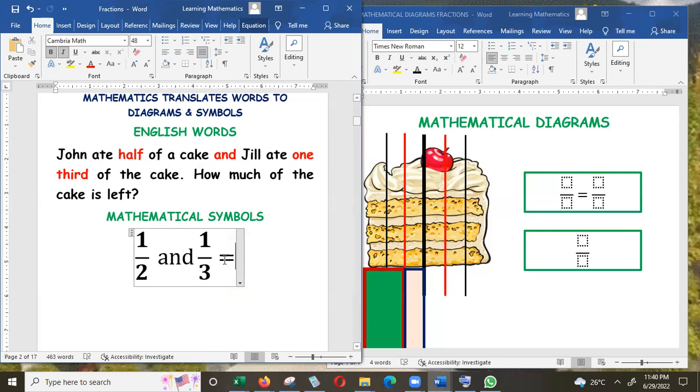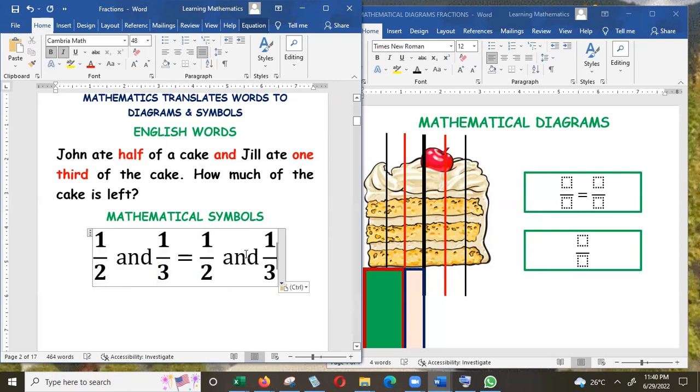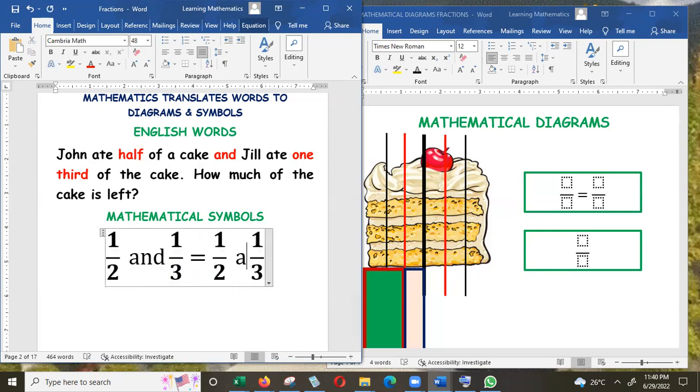Okay, so you realize we skipped the word and. The symbolic translation for the word and in mathematics, and specifically arithmetic, is the plus sign. So John ate a half and Jill ate 1/3. How much cake is left? Now we can draw a diagram for the cake. Okay, so here is a cake.